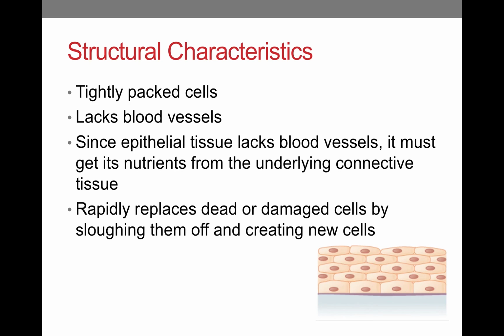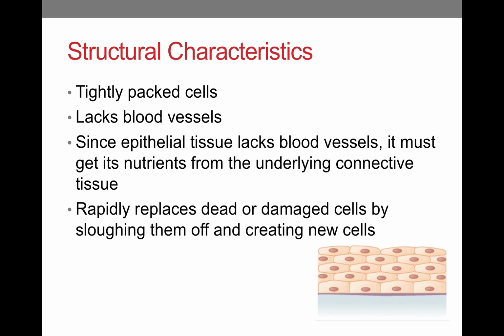What does epithelial tissue look like? So epithelial tissue is composed of tightly packed cells. As you can see in the picture here, the cells are very close together and there is not a lot of space in between the cells. Epithelial tissue also lacks blood vessels. It doesn't have its own blood supply.